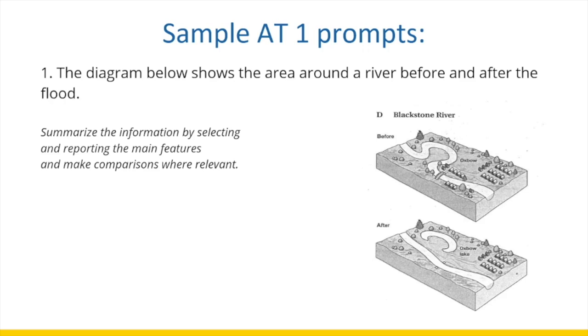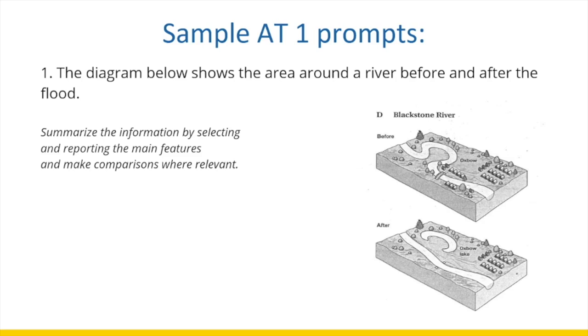Okay guys, so here we have our sample academic task 1 diagram prompt, and as you see, we have a prompt, and I'm going to go ahead and read it for you. The diagram below shows the area around the river before and after the flood. Again, you see this diagram and you see 2 pictures. It says Blackstone River, and you have before and after. So you see there's some changes that happened, and I feel like those were not very positive changes, but this is your task, to identify what happened and describe what happened in this diagram.